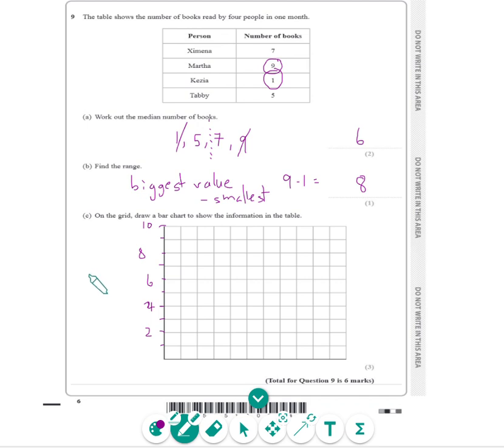I need a label on my axes, so I'm going to call this number of books. Frequency is also totally fine to label on this axis. And then we want to label the people along here and draw in the bars. So the first one is going to be 7. So we want nice equal bars with nice equal spaces between them. So I'm just going to go with a space of 1 and a bar of width 1. Then the second bar is going to be 9. So if I leave 1 space.